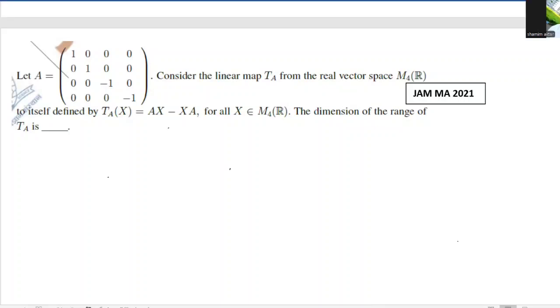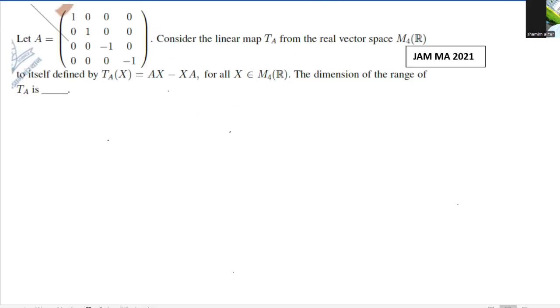Today I will solve a question from the JAM exams. The question is: given that A is a matrix, consider the linear map T_A, a linear operator on the vector space M4(R), the collection of all 4 by 4 matrices with entries from R, defined by T_A(X) = AX minus XA for all X belonging to M4(R).